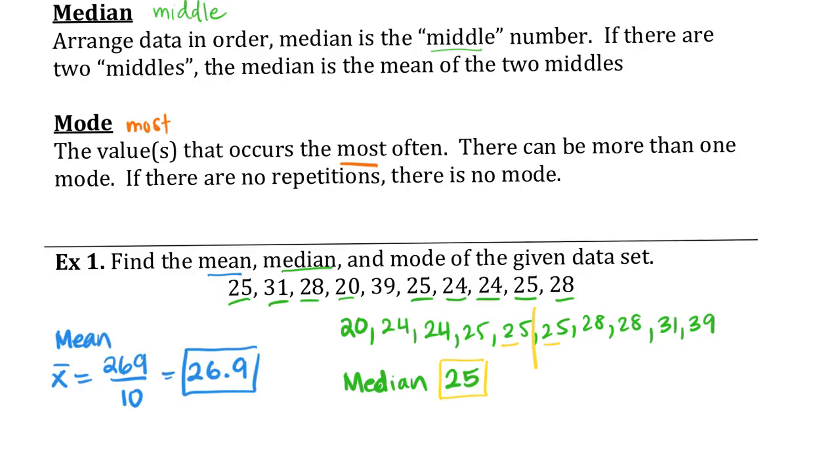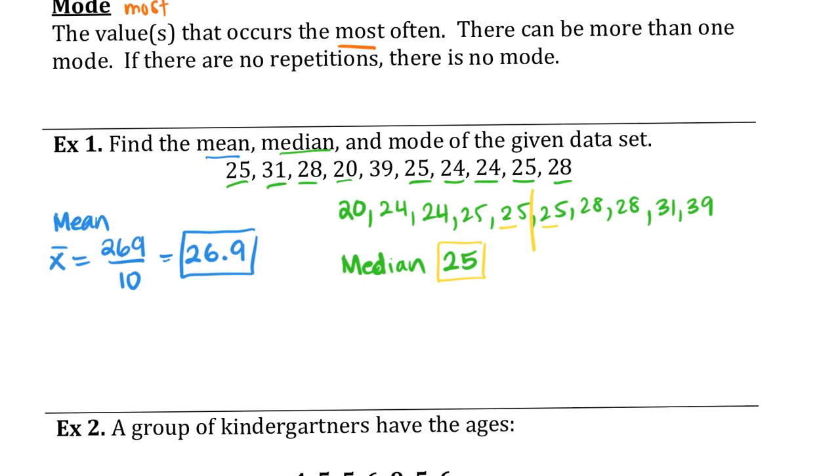What's the last one? Mode is the value that repeats the most times. The 24 repeats twice, the 25 repeats 3 times, and the 28 repeats twice. So the most repeated value is 25. So the mode is 25.